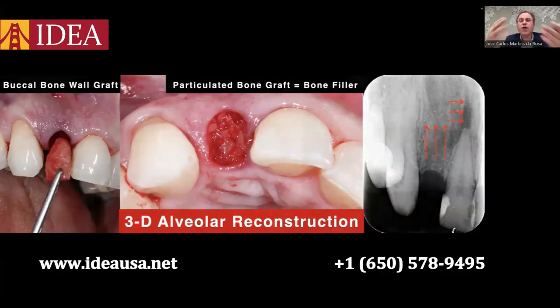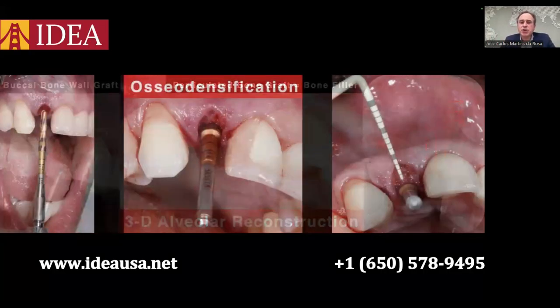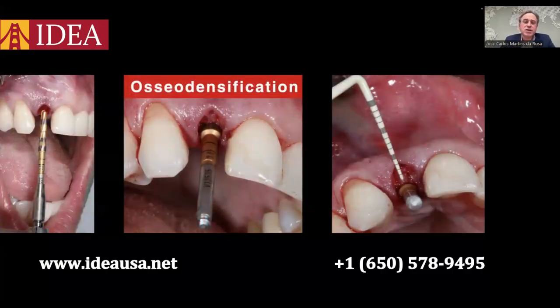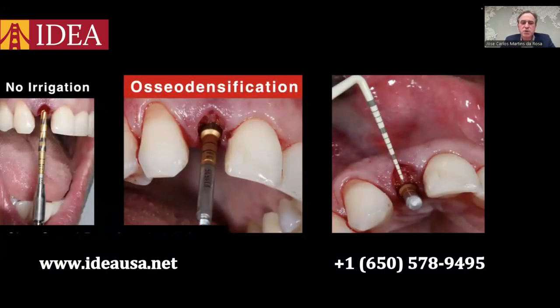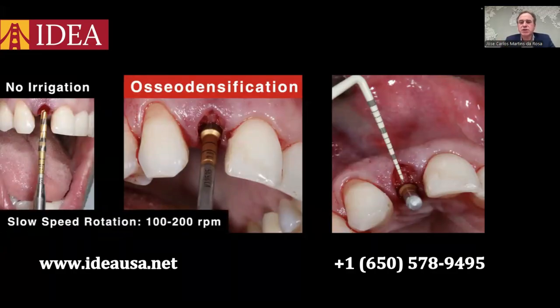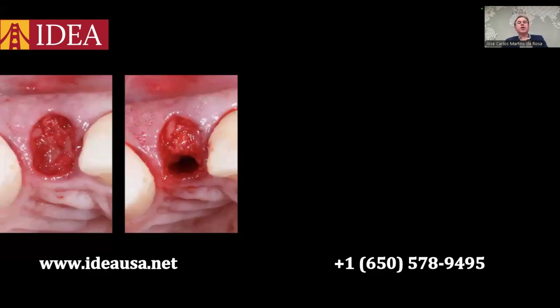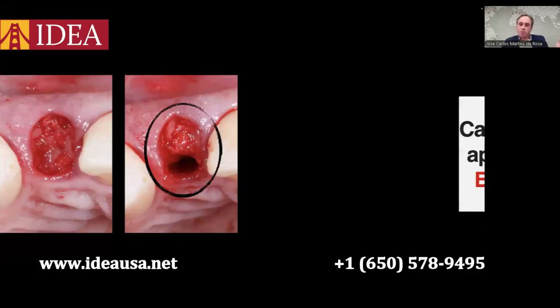And then we performed the site preparation using the ossification concept with no irrigation, at slow speed rotation between 100 and 200 RPM. And we evaluate the gap to be left at the facial aspect of my future implant position. We are expecting to leave around 3 millimeters gap. So this is before and after site preparation and after bone reconstruction.